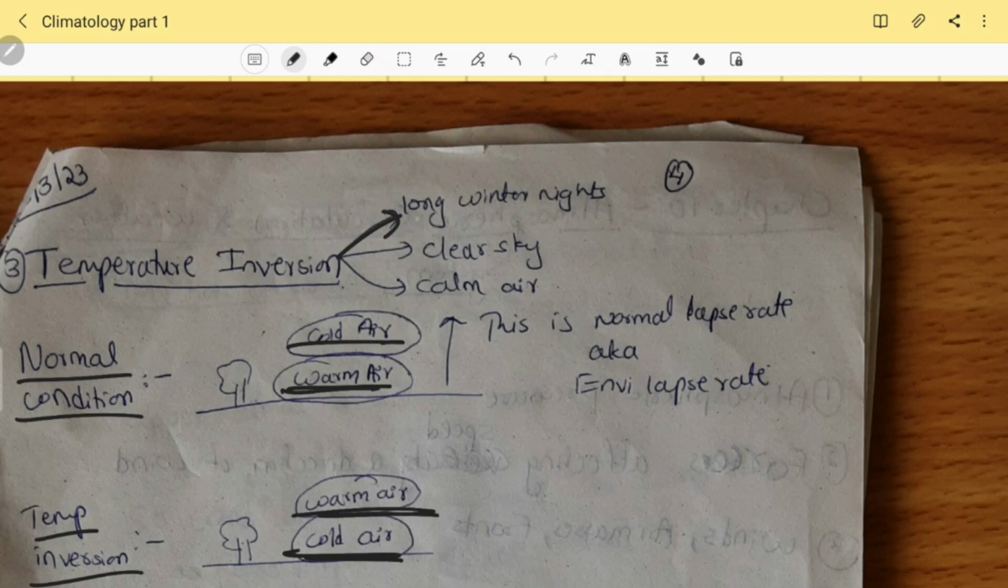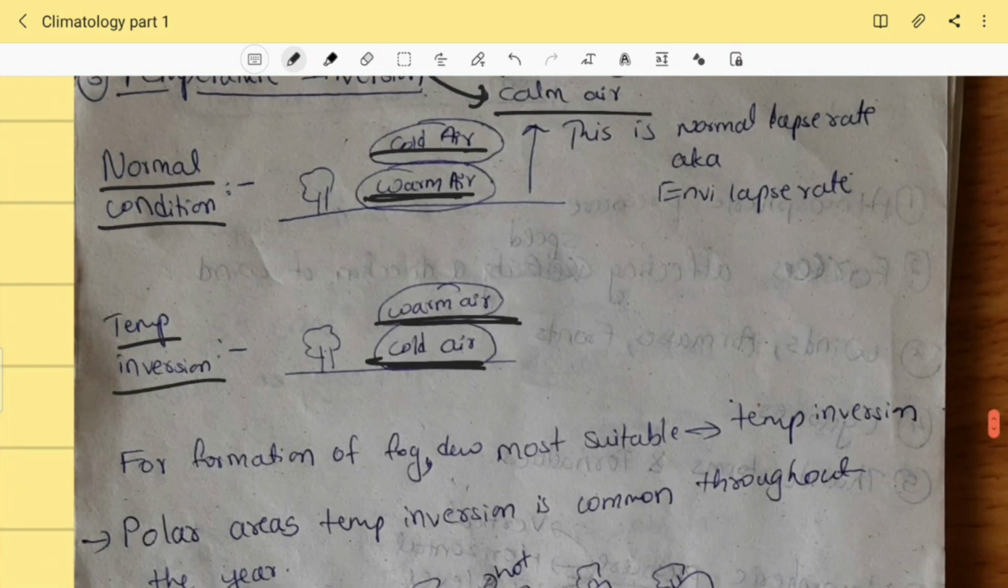The first condition is there should be long winter nights. The second condition is the sky should be clear, and the third condition is there should be calm air. If these three conditions are met, then temperature inversion happens. And this temperature inversion is very important for the formation of fog and dew.